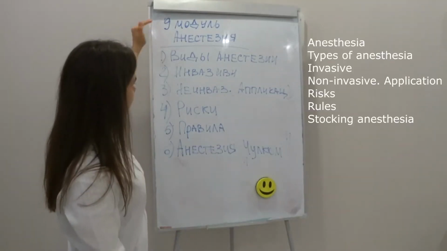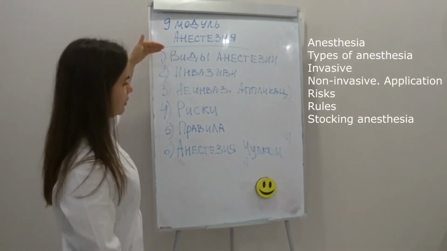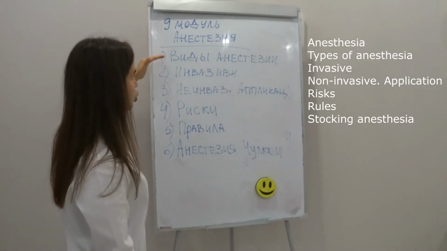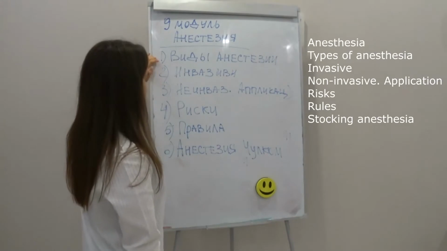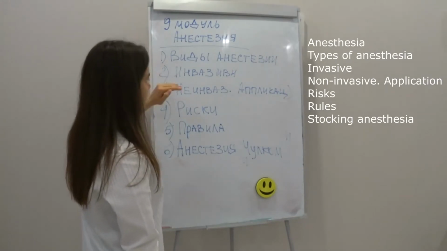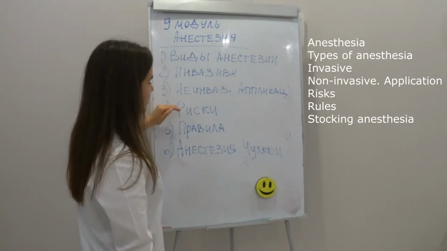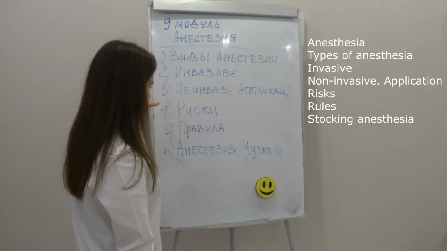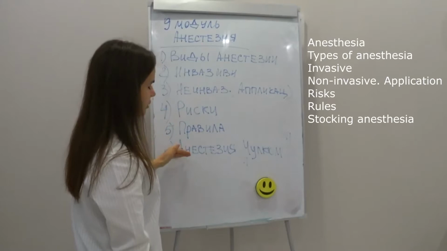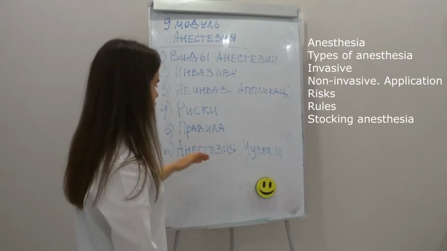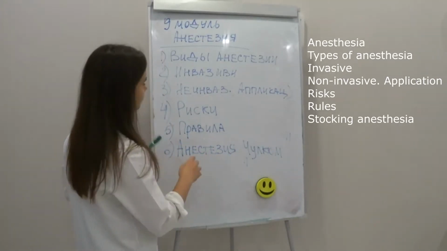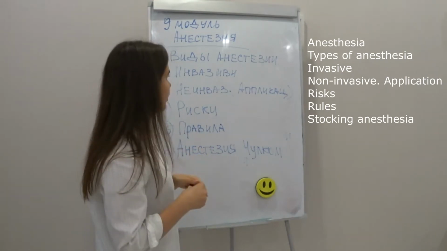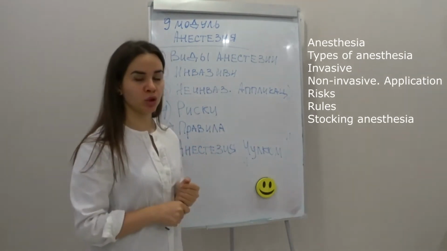Let's move on to Module 9, Anesthesia. This is one of the important points in the work of an electrologist. The first point is the types of anesthesia. The second is invasive anesthesia. Third is non-invasive anesthesia, or application anesthesia. Then risks, rules, and safe anesthesia. I will also tell you about this today.